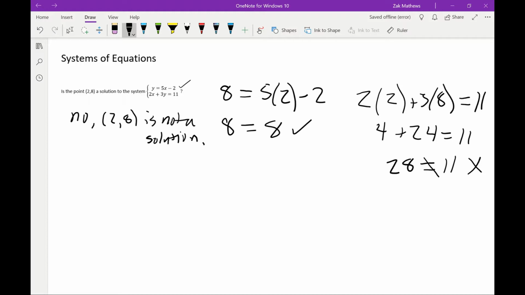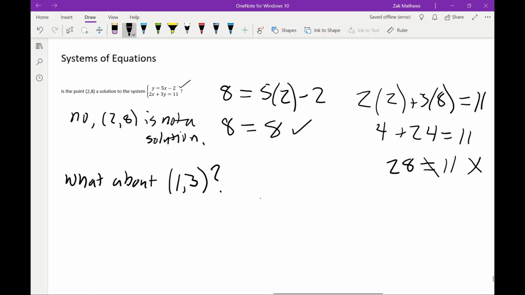So let's look at another point, same system, but this time I'm going to ask the question, what about the point (1, 3)? So why am I choosing these points? Well, I'm just choosing seemingly random points, not exactly random. I've chosen them for given reasons, but just asking the question, does this point work in the equation?